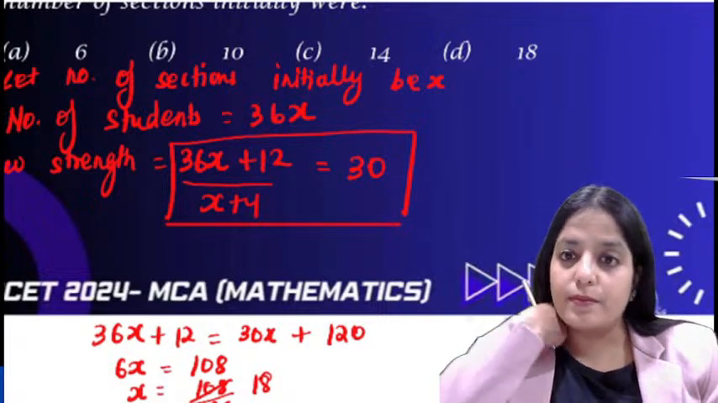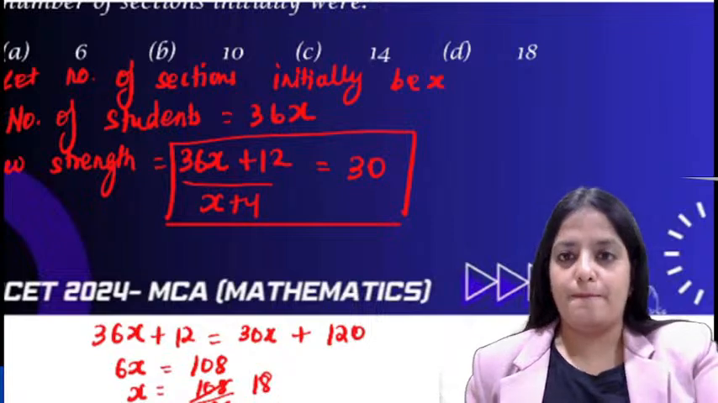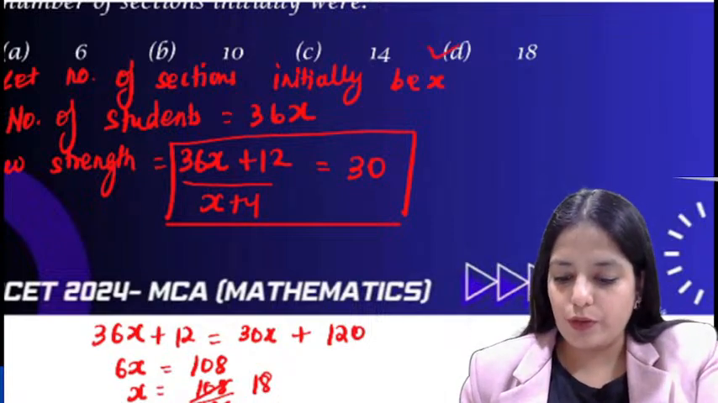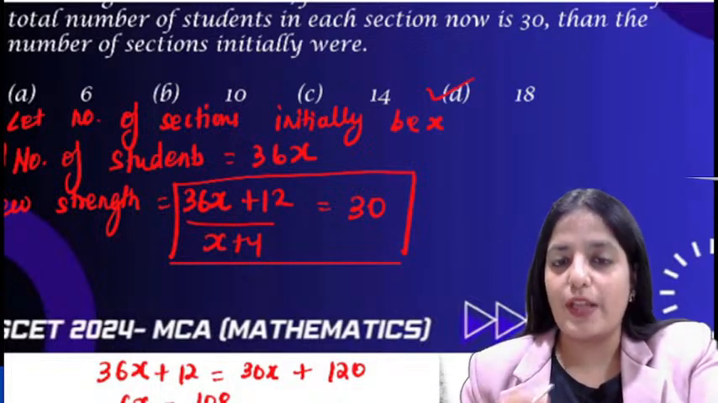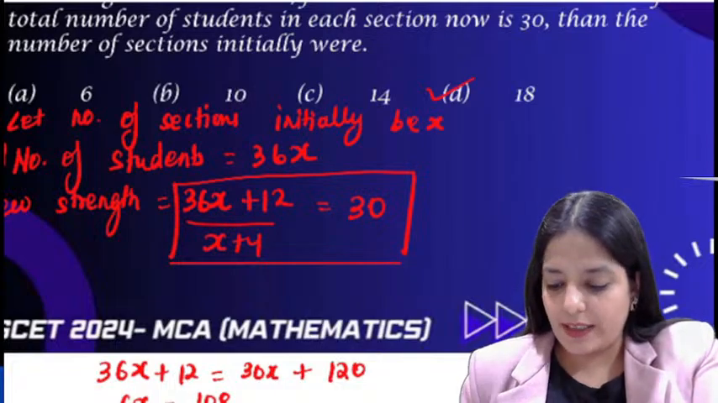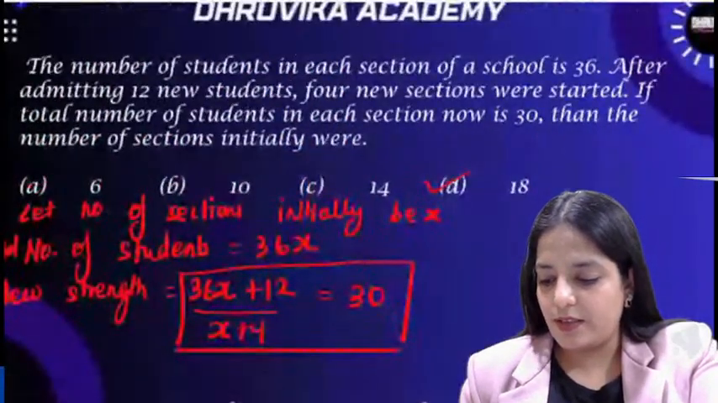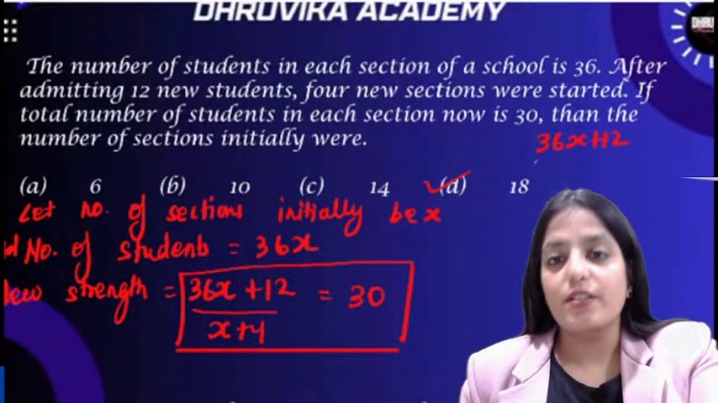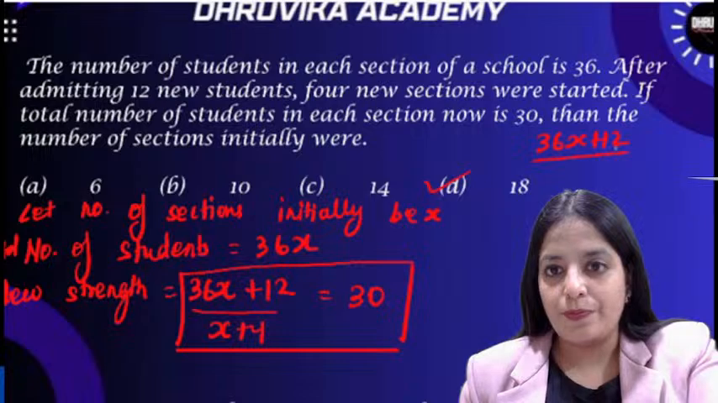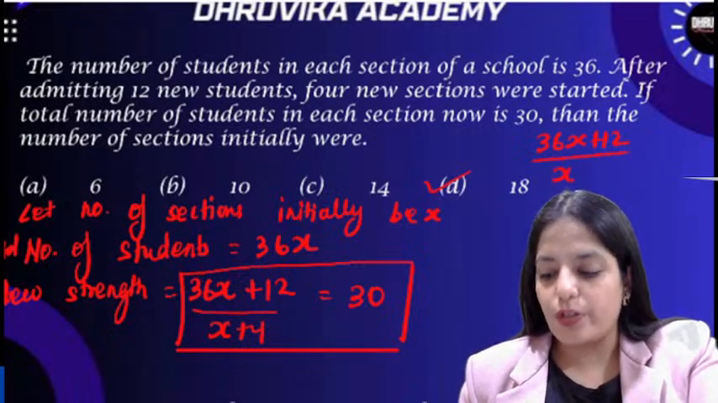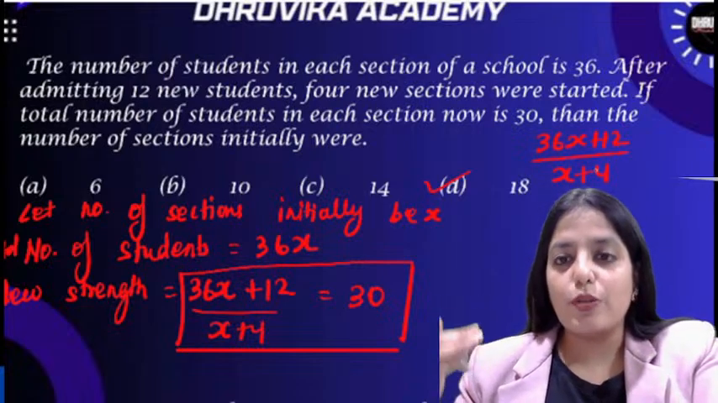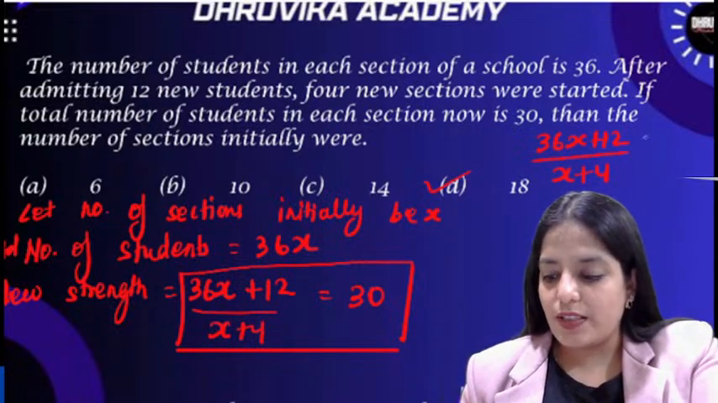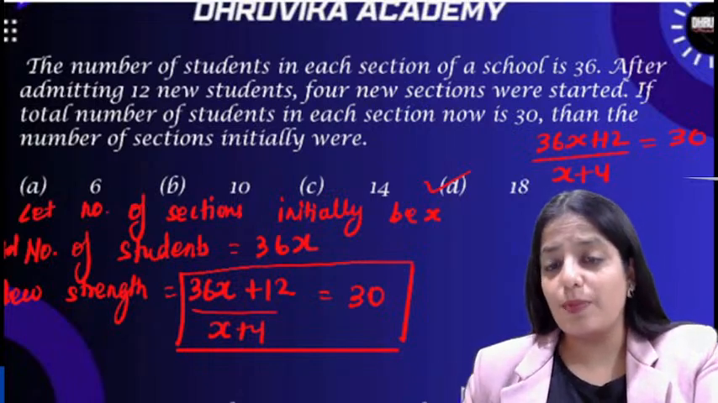Okay, clear, guys? I hope it is clear to you. How did I frame this equation? 36x plus 12 divided by x plus 4. So 36x plus 12 was the total strength of the school, and x plus 4 was the number of sections in the school. So when you divide total strength by number of sections, you will get the number of students in each section, which is given as 30. Then just simply solve the equation.